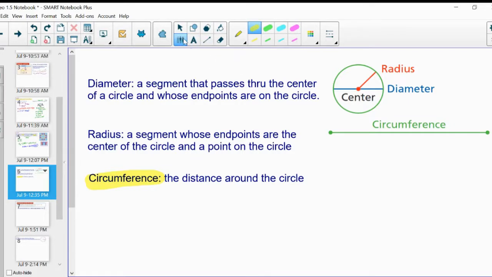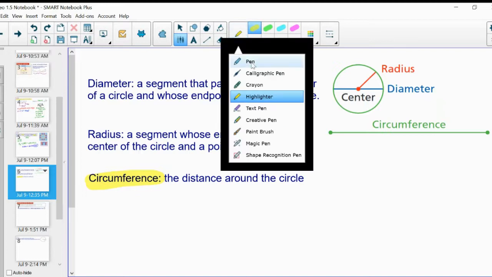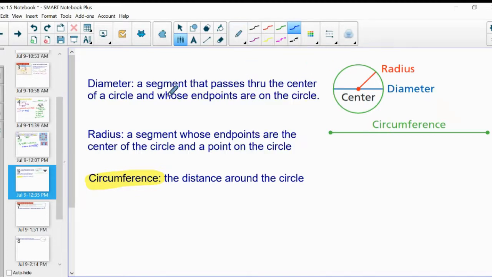Okay, but in order to find the circumference, we need to know two parts of a circle. We need to know either the diameter or the radius. So let's go through each definition here. So diameter is a segment that passes through the center of a circle and whose endpoints are on the circle. So if you look at the circle on your screen, the one that I just traced, it just traced the diameter.